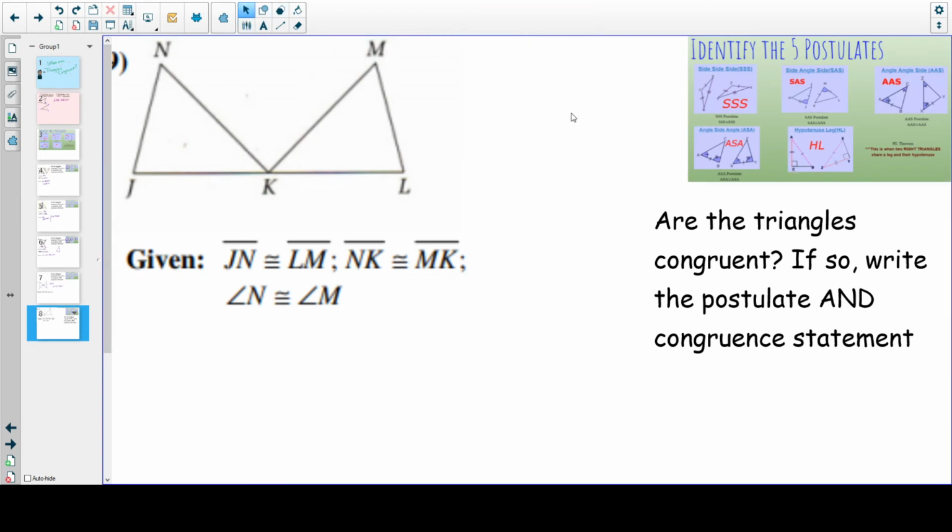So this one looks a little bit more complicated. Let's just check it out. Again, they give us some information. Let's see what we can do. Given JN is congruent to LM. So JN is right here, LM is here. NK is congruent to MK. So NK, MK. And angle N is congruent to angle M. Let me make that a little bit more of an arc. Simple. 1, 2, 3. This is going to be side, angle, side. Postulate.